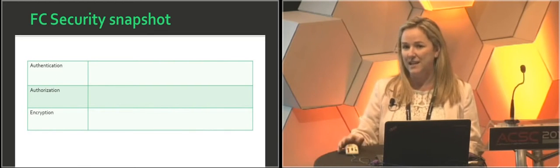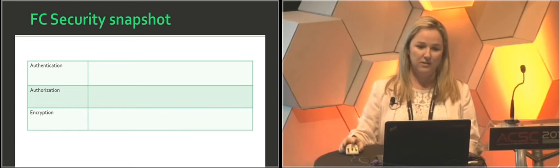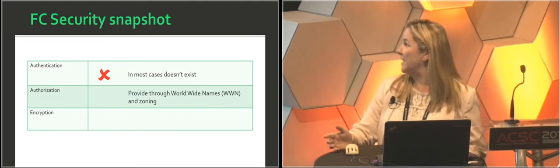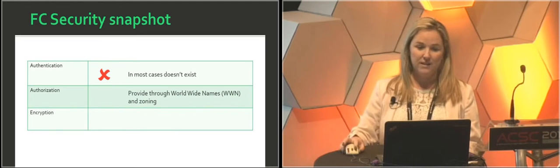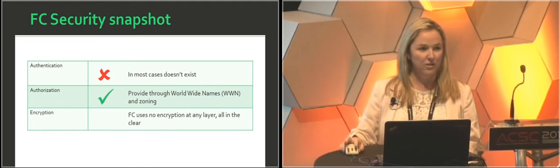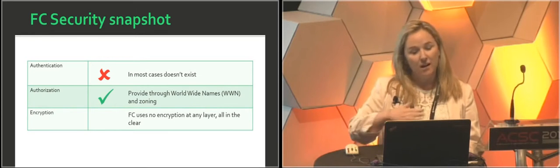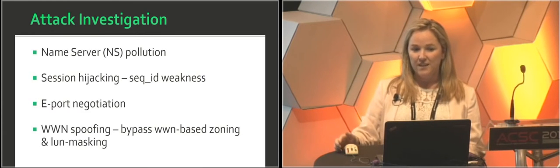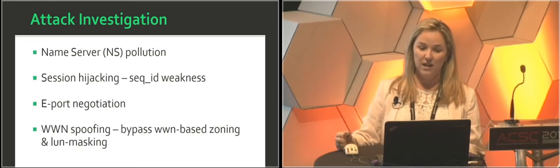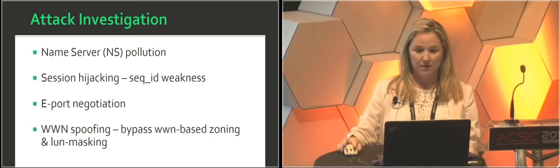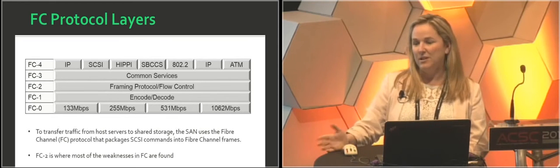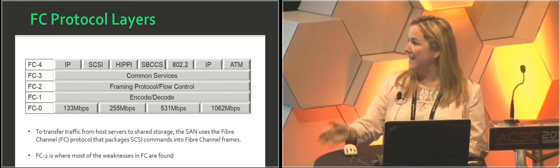So a bit of a snapshot of fibre channel security. In terms of authentication, in most cases it doesn't exist. And there are options for authentication, which I'll cover in the mitigations later, but they're seldom used in networks these days. Authorization is done through WWN zoning and LUN masking. So it's there, but we'll see later that it's not very strong. And fibre channel uses no encryption at all. So it was great getting out the fibre channel protocol analyzer. I could see everything that was happening. The attacks I'm investigating today are the name server pollution attack, session hijacking, E-port negotiation, and then I'll finish off with WWN spoofing.